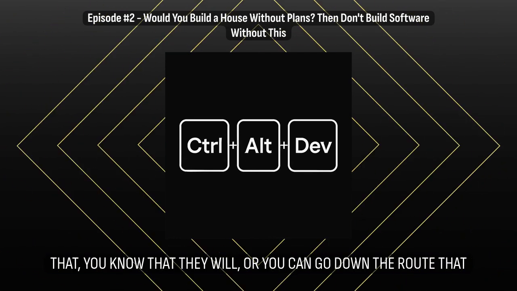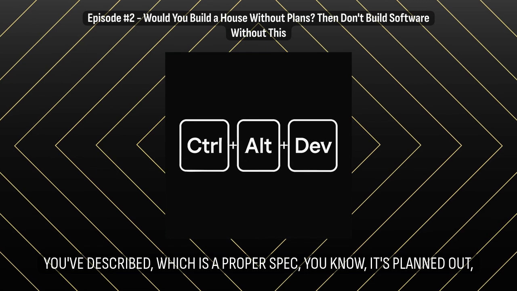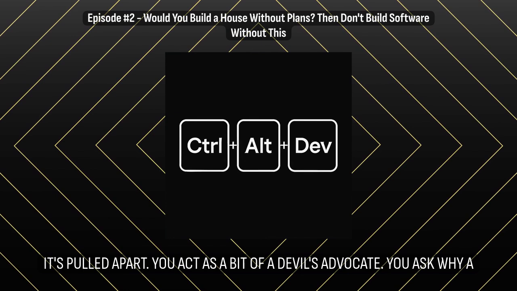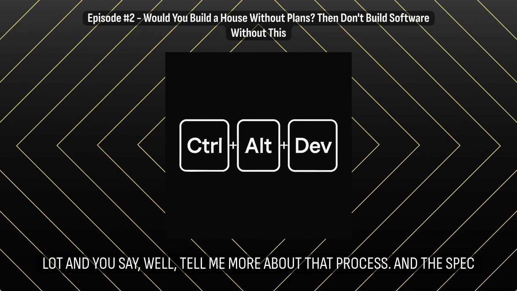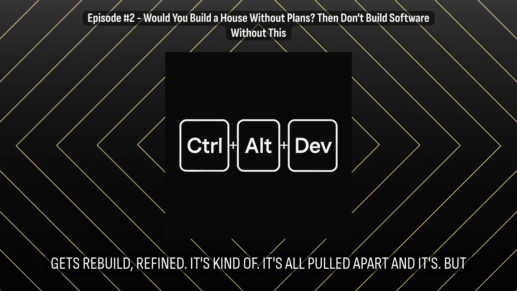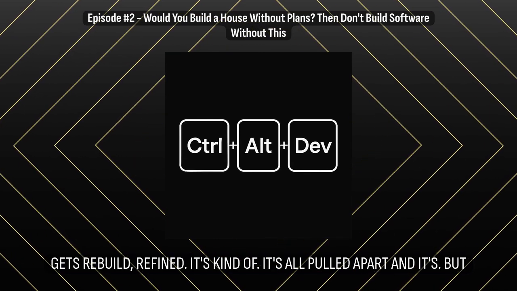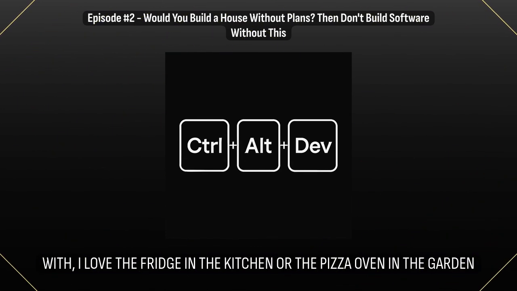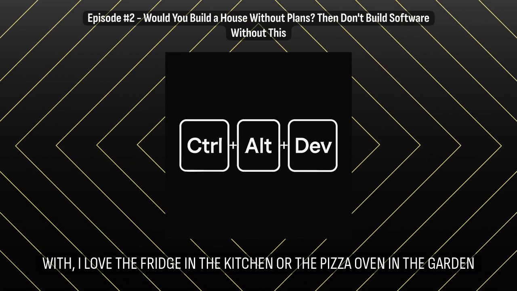Or you can go down the route that you've described, which is a proper spec. It's planned out, it's pulled apart. You act as a bit of a devil's advocate. You ask why a lot, and you say, well, tell me more about that process. And the spec gets rebuilt and refined. It's all pulled apart, but ultimately it's clarity, isn't it? Like you said, you don't end up with the fridge in the kitchen or the pizza oven in the garden or whatever.